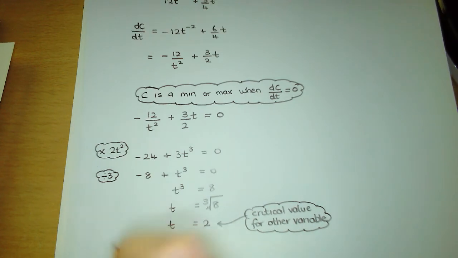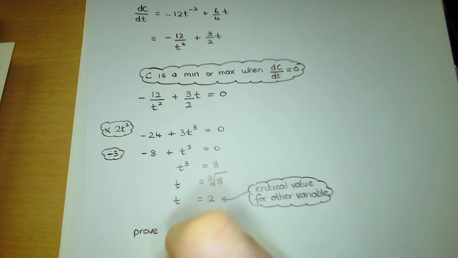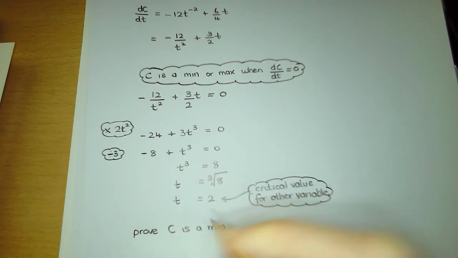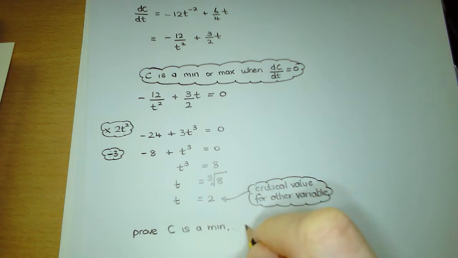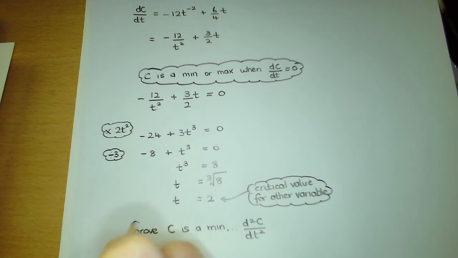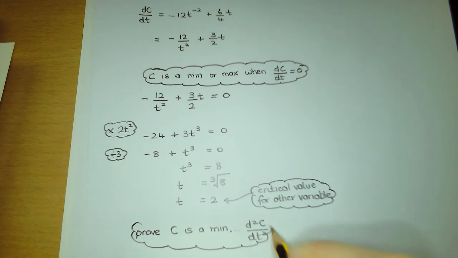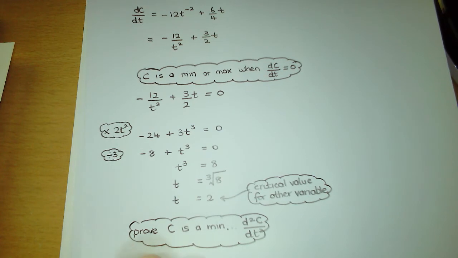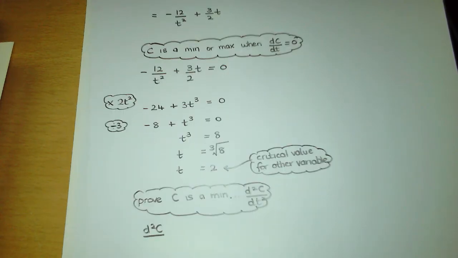So now we're going to prove that c is a minimum. So we need the second derivative, d2c by dt squared. Okay, it looks a bit weird because we're no longer working with y and x, it's now c and t. So, get the second derivative, d2c by dt squared.